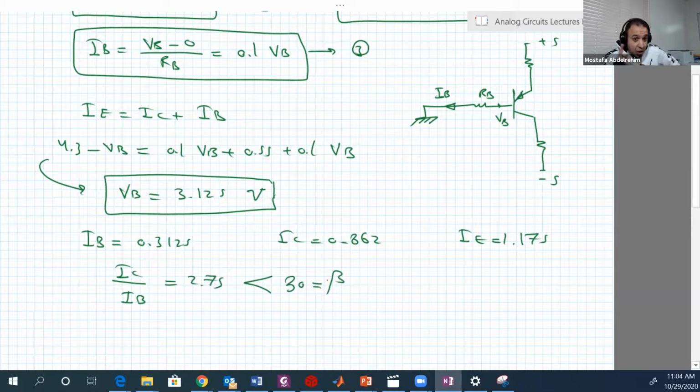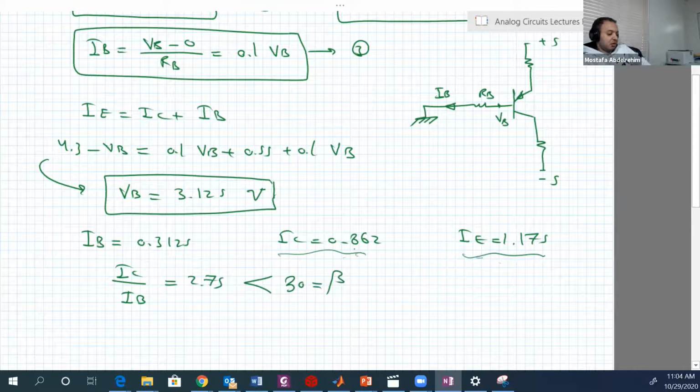Okay, notice again that IE is not approximately equal to IC; there is a big difference between them, maybe more than 4.4 milliamperes. Okay.